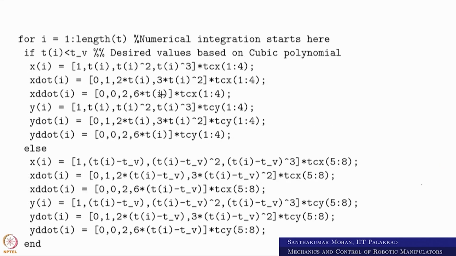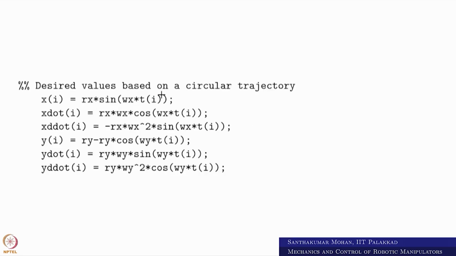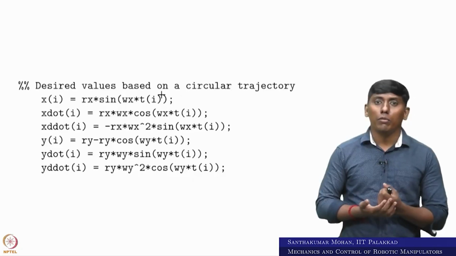So once these are all obtained, we can do the numerical integration. For that we are taking two segments. T of I goes from T0 to TV, that is the first segment, and then TV to TF, that is the second segment. So this is what we have done. Then we come back to the desired values based on the circular trajectory, if I want to do it.